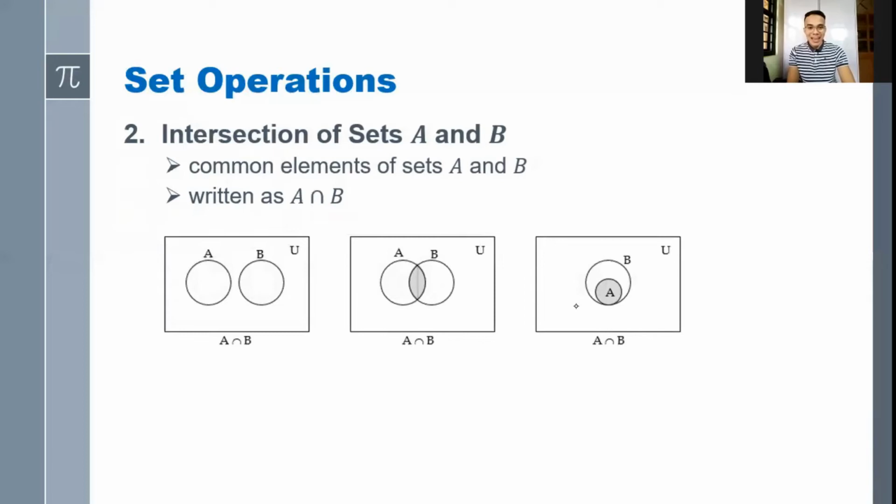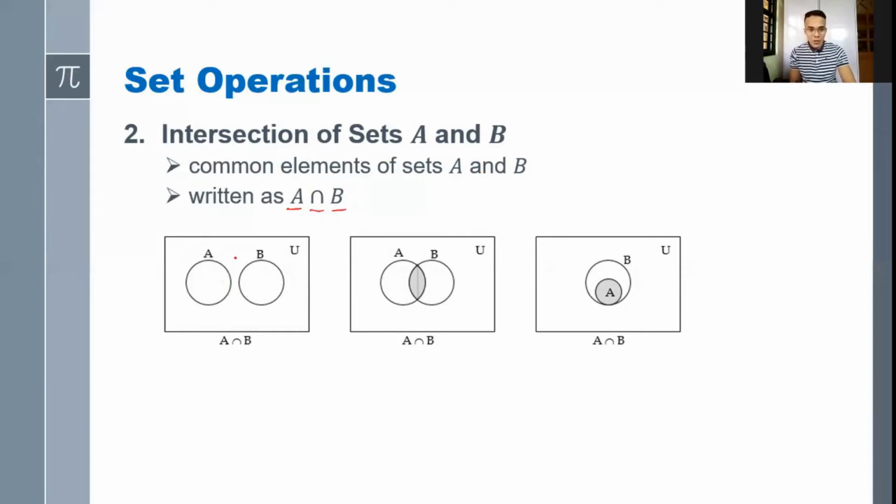Number two, intersection of sets A and B. What do you mean by intersection? The intersection is the common. So if we're looking for the intersection of sets A and B, we're looking for the common elements of sets A and B. What are the elements common in set A and in set B? And this is how we write intersection of sets A and B: A intersection B. Intersection, it's the inverted U.